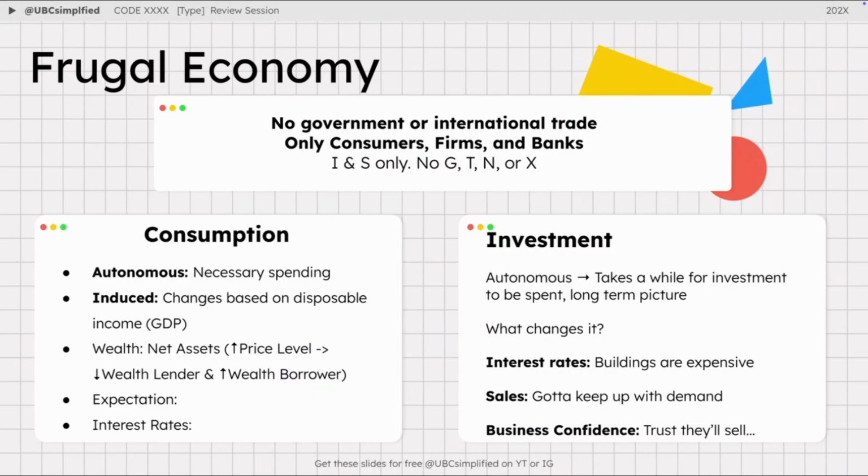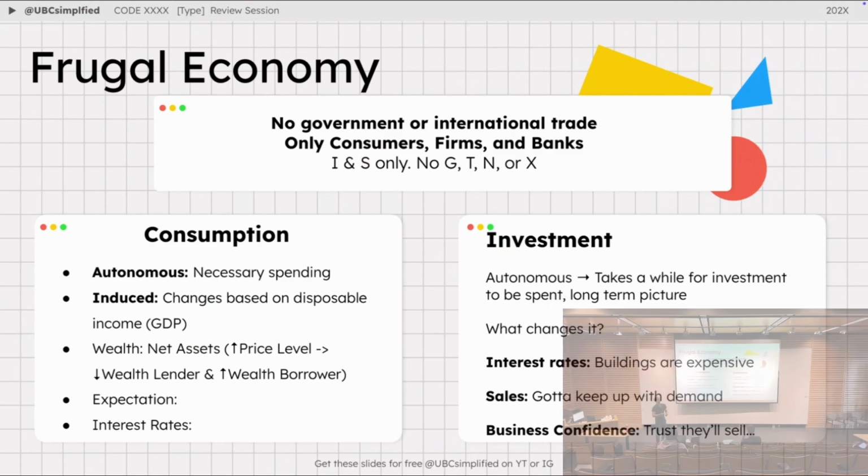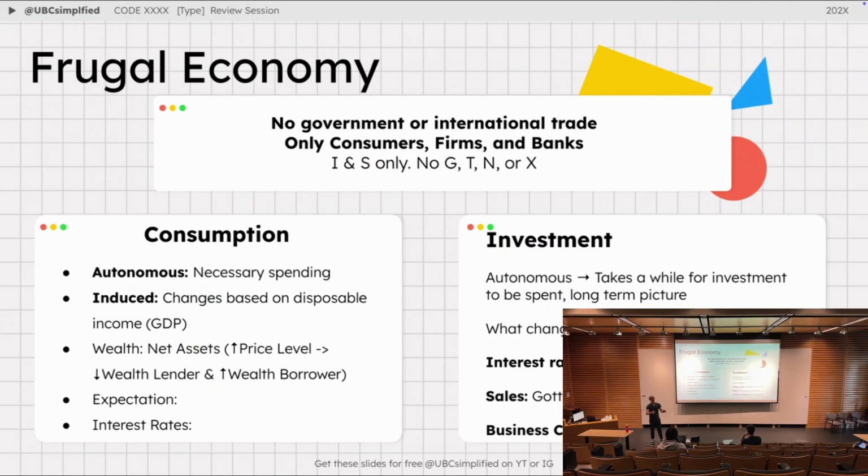What changes that? So for consumption, there are 2 types. One is autonomous, and this is essentially necessary spending. You need to buy X amount, like the world needs to buy X amount for food, for water, for shelter. This is necessary spending. This will not change. It's a fixed point. But then there's also induced. So if I get paid more, I'm probably going to want to buy some Lego sets. If I get paid double that, odds are I'm probably going to buy a few more Lego sets.